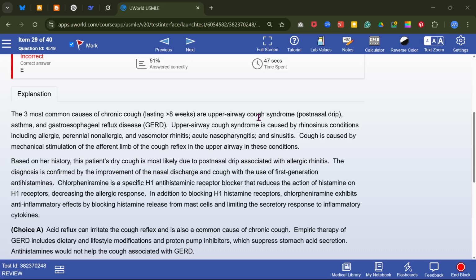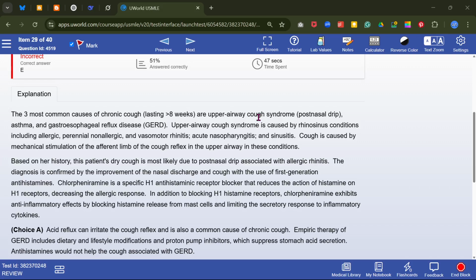Upper airway cough syndrome is caused by rhinosinus conditions including allergic, perennial, non-allergic, and vasomotor rhinitis, acute nasopharyngitis, and sinusitis. Cough is caused by mechanical stimulation of the afferent limb of the cough reflex in the upper airway. In this condition, based on the history, this patient's dry cough is most likely due to PND, postnasal drip, associated with allergic rhinitis.